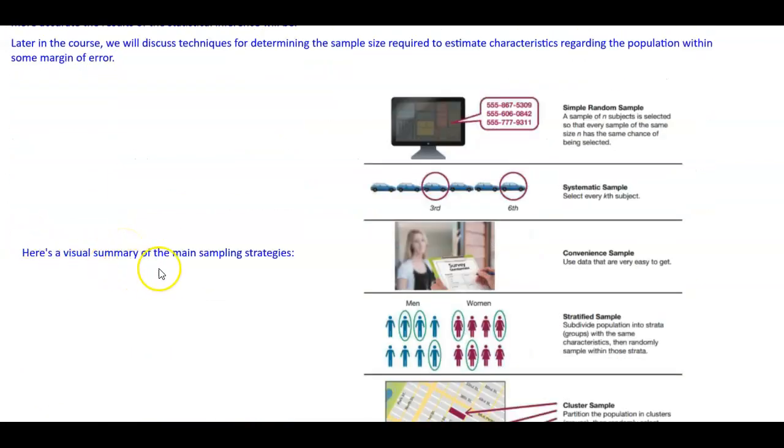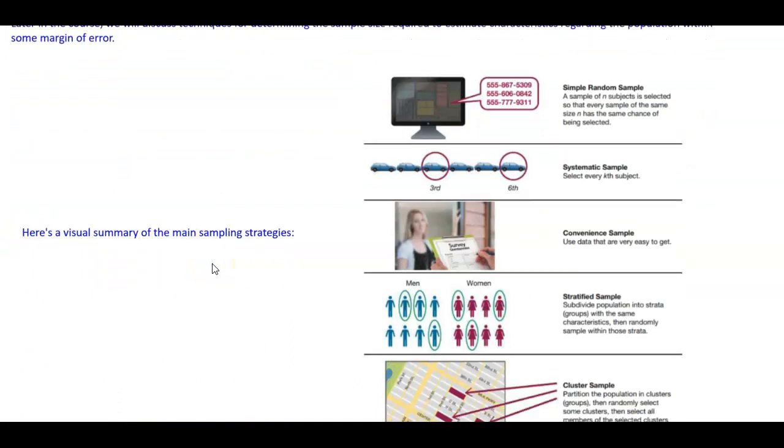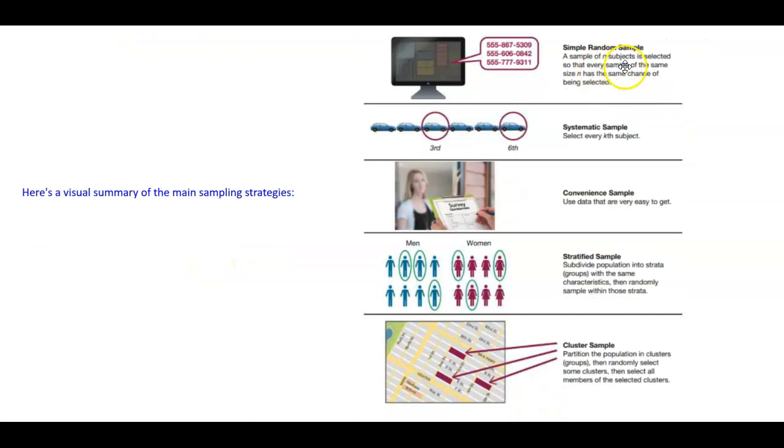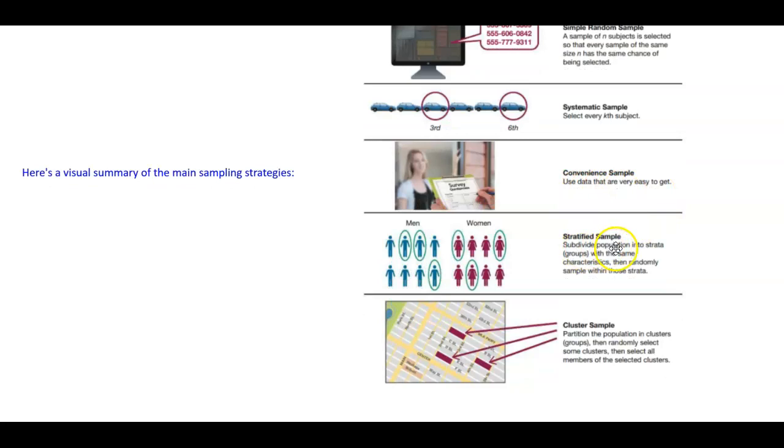So here is a visual summary of the main sampling strategies. We have simple random sampling. A sample of n subjects is selected so that every sample of the same size n has the same chance of being selected. Systematic sample, where you're selecting every kth subject. Convenience sample, which is use data that are easy to get. Stratified sample, subdivide population into strata, groups with the same characteristics, then randomly sample within those strata. And then cluster sample, partition the population into clusters, groups, then randomly select some clusters, then select all members of the selected clusters.